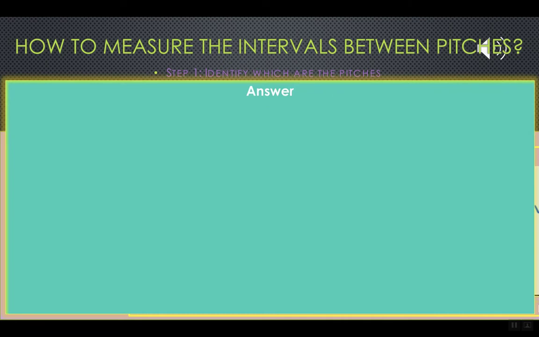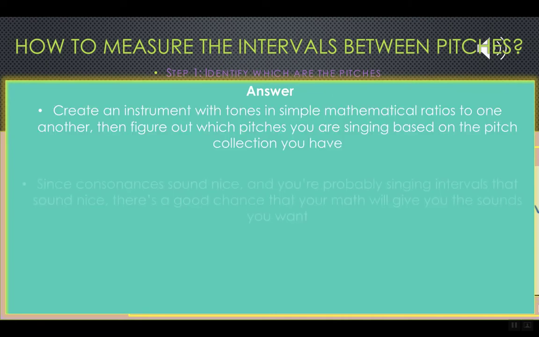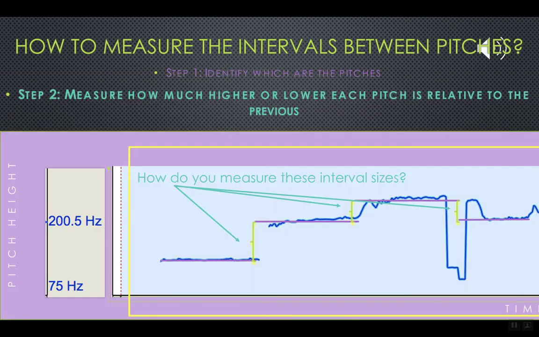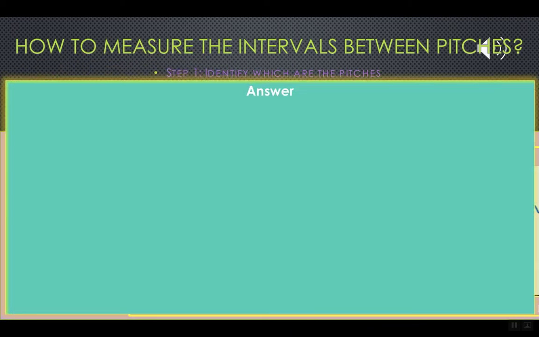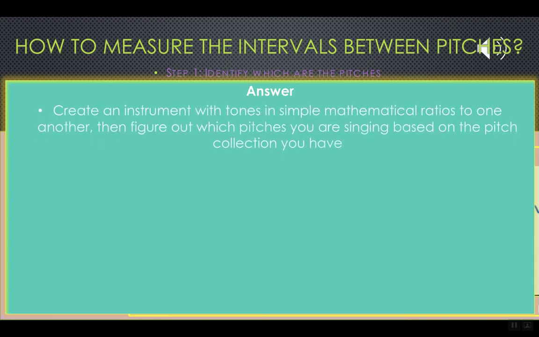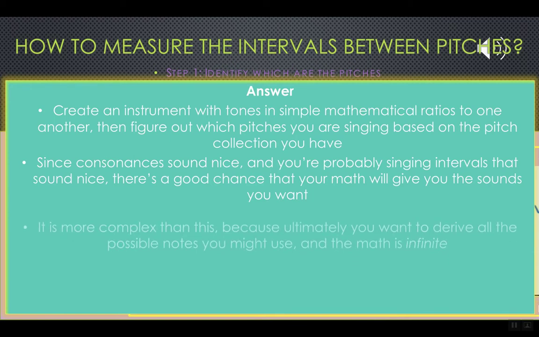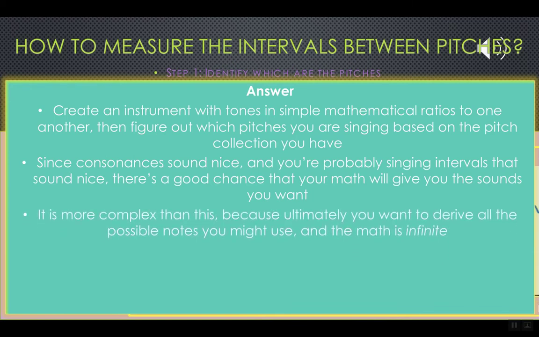So here is the answer, in a sense. It is a complex one. So what you would do first is you would create an instrument with tones in simple mathematical ratios to one another, and then figure out which pitches you're singing based on the pitch collection you have. That's based on our presentation from last time about Pythagoras. And since consonances sound nice, and you're probably singing intervals that sound nice, there's a good chance your math will give you the sounds you want.